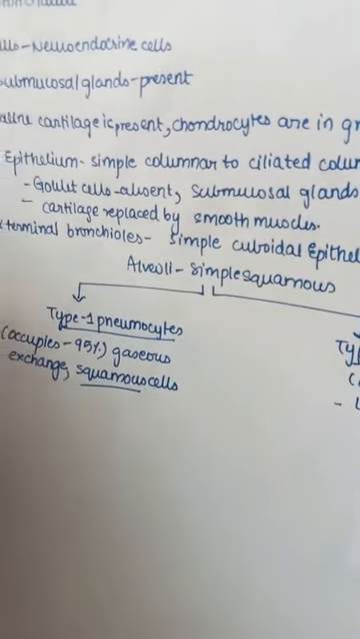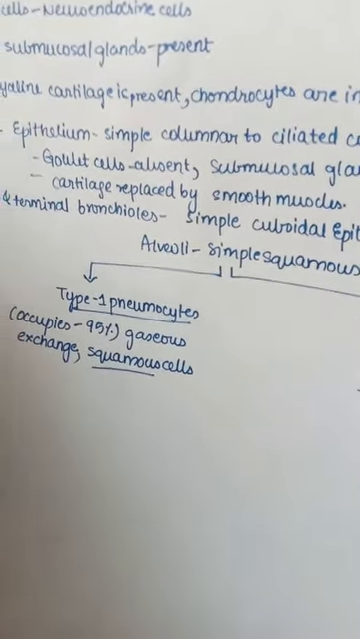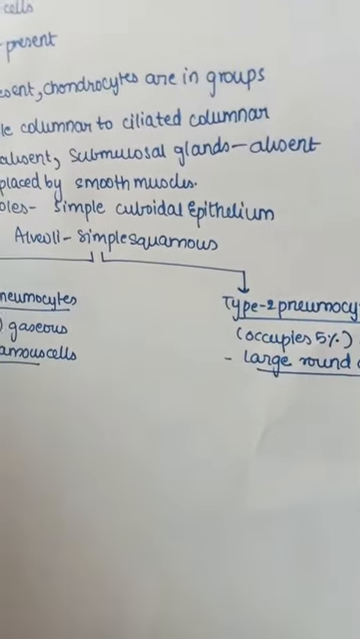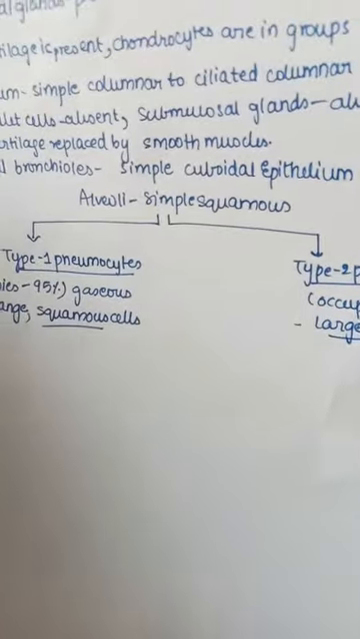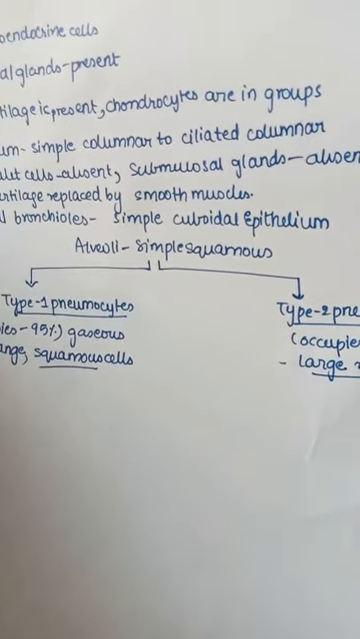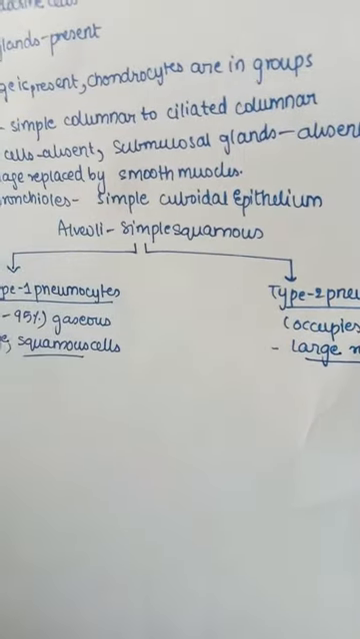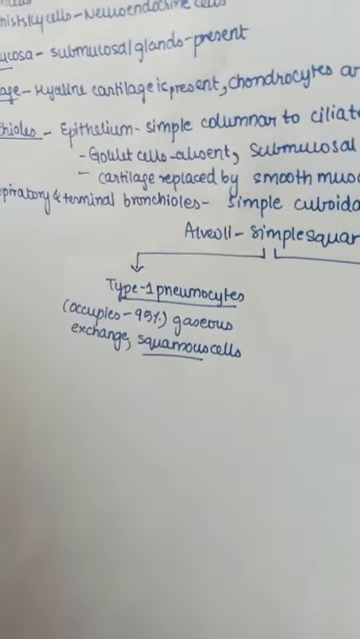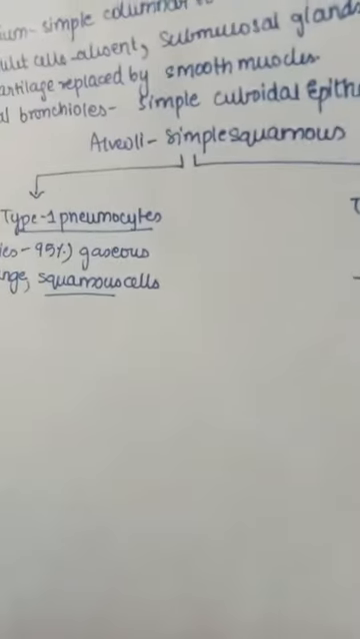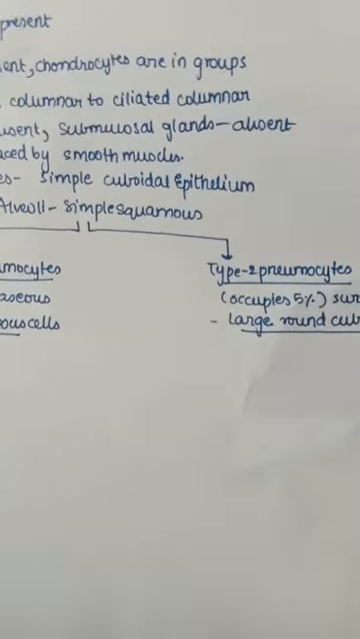Whereas in the trachea and bronchus we have cartilage, that is hyaline cartilage. The respiratory and terminal bronchioles are mainly lined by simple cuboidal epithelium, and the alveoli are lined by simple squamous epithelium. So first the epithelium is columnar, next it changes into cuboidal in the terminal and respiratory bronchioles, and in the alveoli it changes into squamous. And the alveoli have type 1 and type 2 pneumocytes.